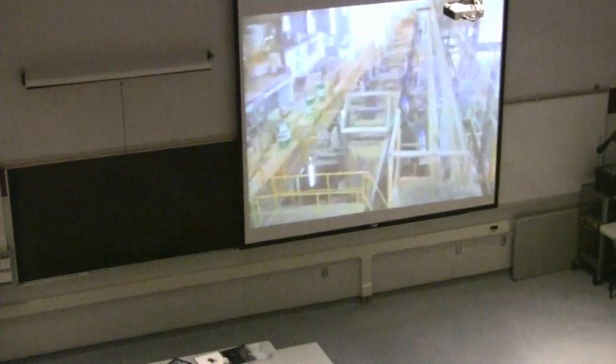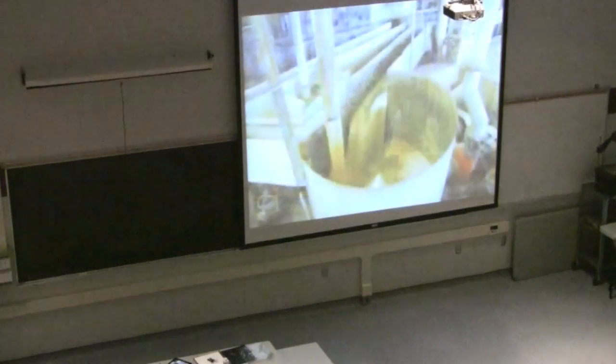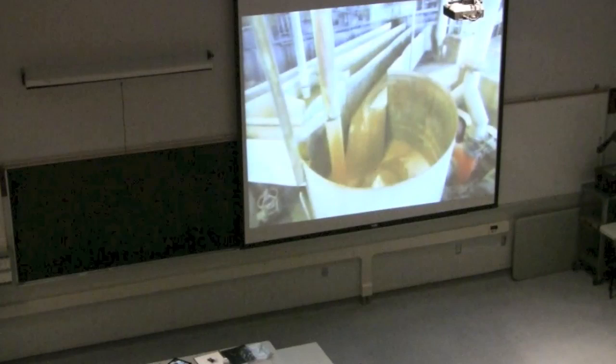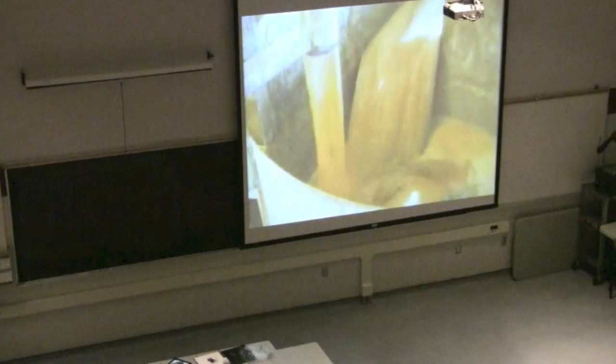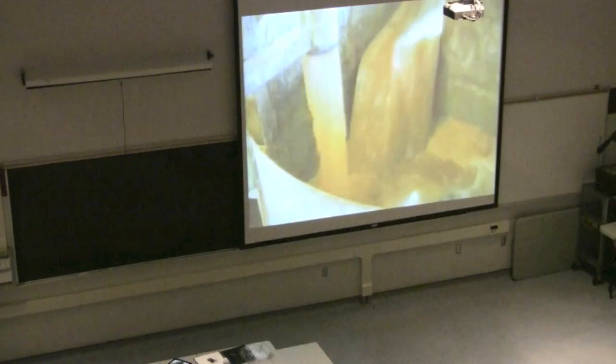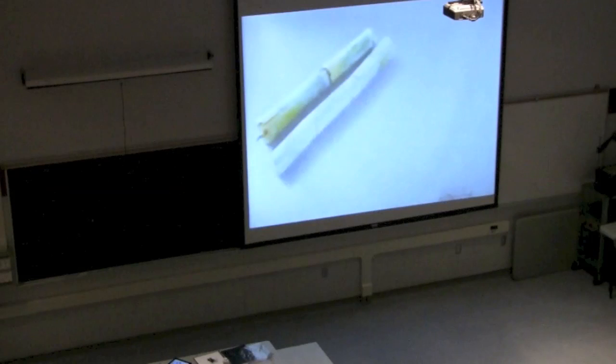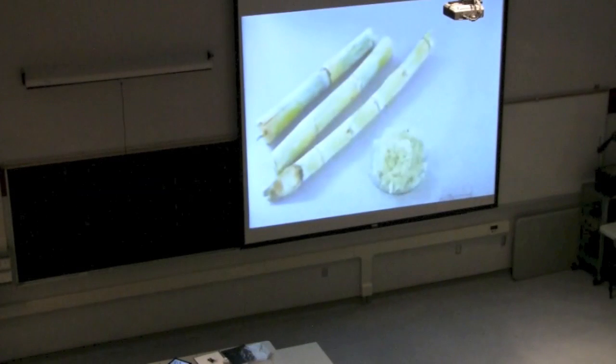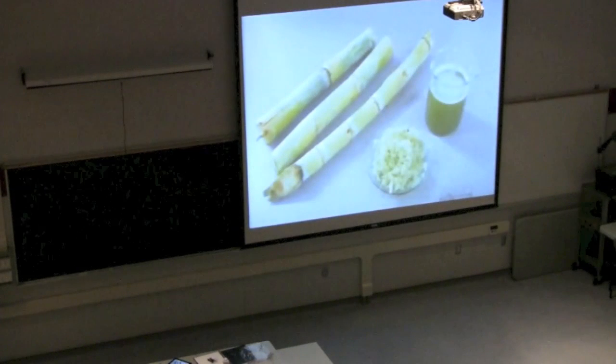A worker supervises the operation at each of the mills. A vat collects the juice that flows from the top and bottom of the mills. Now that the juice is extracted from the sugarcane, it's time to process it.